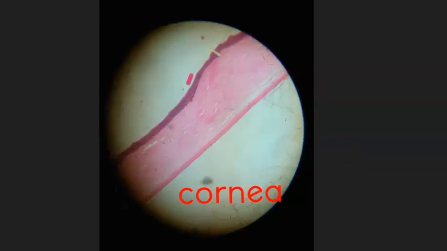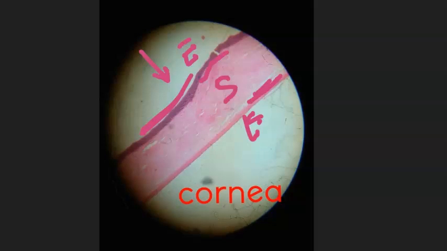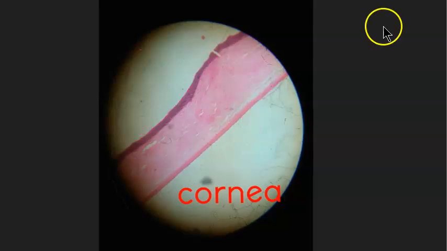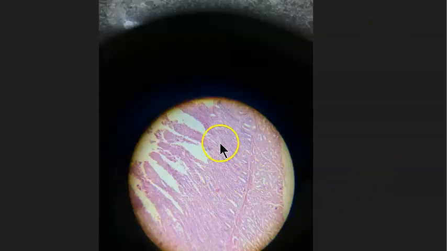So here you have the epithelium, right? Then you have the Bowman's membrane, right, which is nothing but the basement membrane. Then you have the substantia propria or the stroma. Then you have the Dua's layer, then the Descemet's membrane. Then you have the endothelium, right? So the layers of cornea. So from here, light will fall, right? So what you have here? Epithelium, right? Cornea.